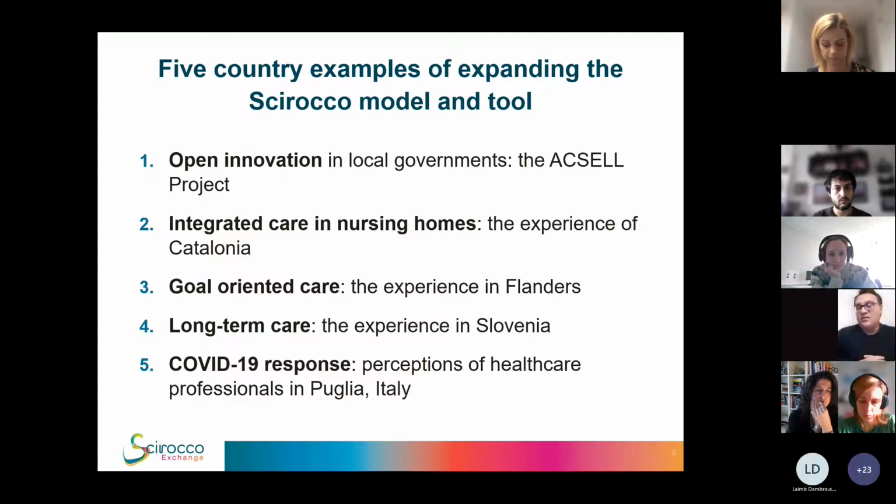We have the goal-oriented care approach, which we consider in some way full-blown expansion, because we are entering into a closely related topic, but can be considered as a full-blown expansion. We will see the experience of Slovenia in long-term care, and also the perceptions of healthcare professionals in Puglia related to the COVID-19 response. So I'm really excited to listen to all these presentations, and I would like to hand over to Andrea to introduce the first case.